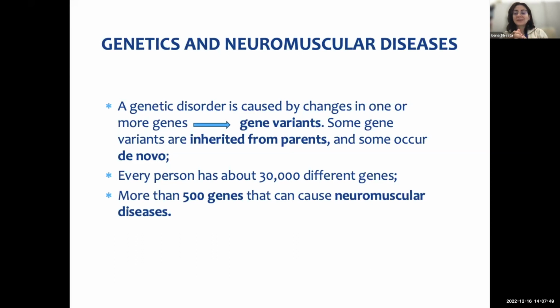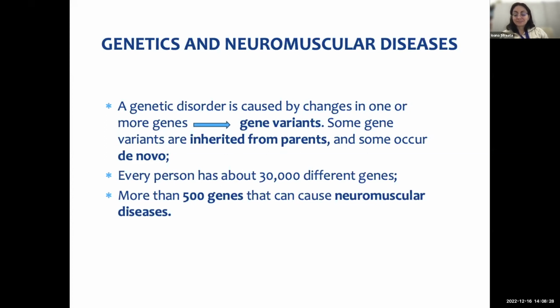As I like to say, we are a library with 46 volumes, with 46 books, and these 46 books are arranged in pairs. Each book pair has two variants, a maternal one and a paternal one. And in all these books, we have stories that we name in a scientific way genes.